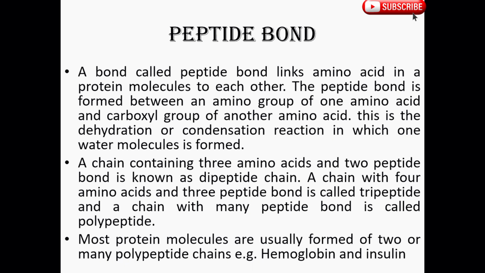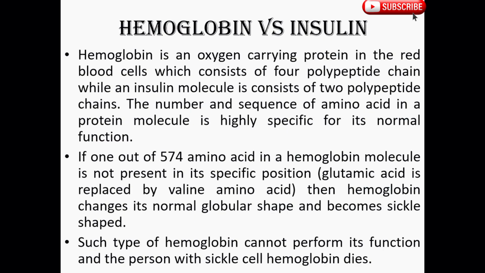A chain containing 3 amino acids and 2 peptide bonds is known as a tripeptide chain, and a chain with 4 amino acids and 3 peptide bonds is called a tetrapeptide, and a chain with many peptide bonds is called a polypeptide. And a polypeptide chain of amino acids is simply known as protein. Most protein molecules are usually formed of 1 or many polypeptide chains. For example, hemoglobin is composed of 4 polypeptide chains, and insulin is composed of 2 polypeptide chains. Hemoglobin versus insulin: hemoglobin is an oxygen-carrying protein in the red blood cell, which consists of 4 polypeptide chains, while an insulin molecule consists of 2 polypeptide chains.